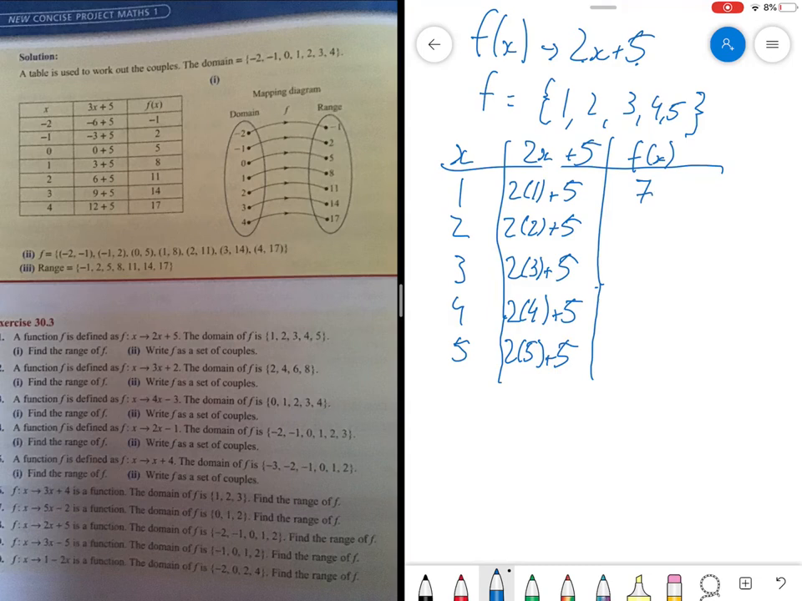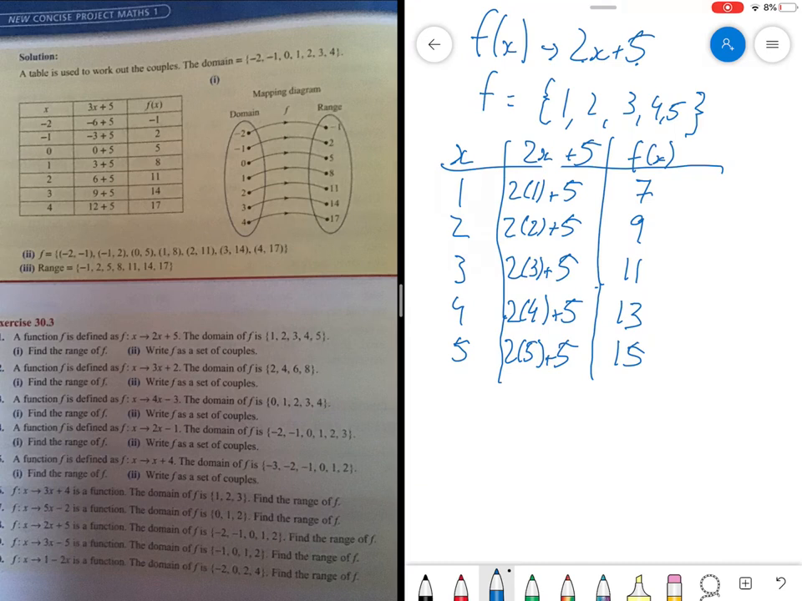You can do this in your calculator, of course. 2 2s are 4, and 4 plus 5 is 9. 2 3s are 6, and 5 is 11. 2 4s are 8, and 5 is 13. And 2 5s are 10, and 5 is 15. So now I have my inputs on the left-hand side, which is the x, and I've got my outputs on the right-hand side, which is my 7, 9, 11, 13, 15.